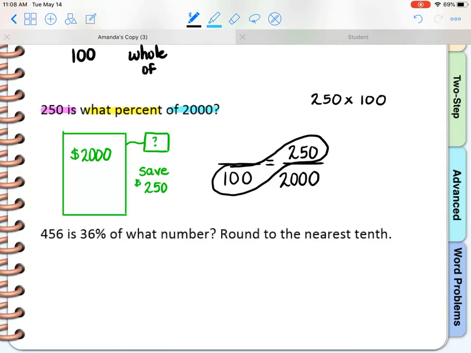So 250 times 100 is 25,000. And remember, I'm not writing an equation. I'm writing calculator steps. So then divide by 2,000, the one that's not in the peanut, and that will give you 12.5. And so that is the percent that would go on that little green sticker. 12.5% off, which is not as good as 35%, but I still would take it. 250 off 2,000, that's not bad.